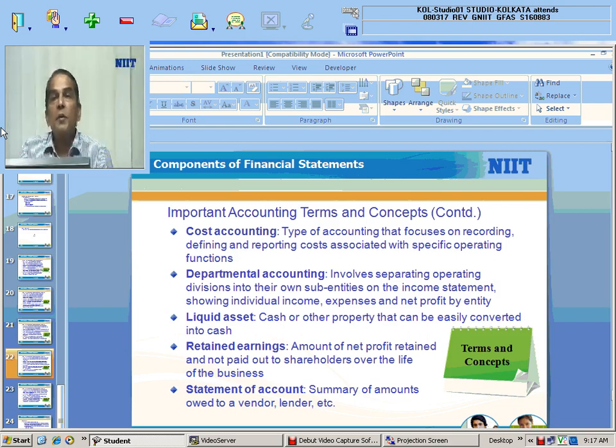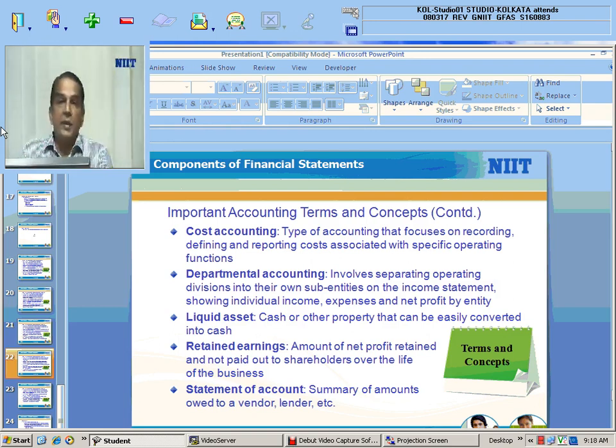That is the concept of departmental accounting. Some of the companies which have several divisions or several business lines also resort to departmental accounting to know how much profit each business line or division is generating.